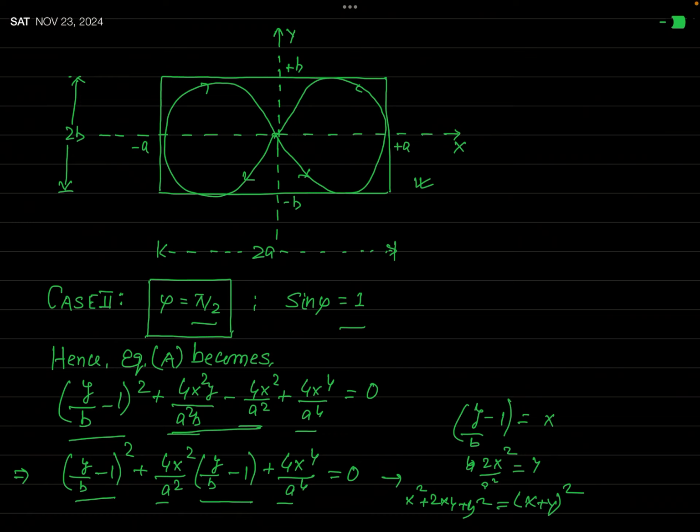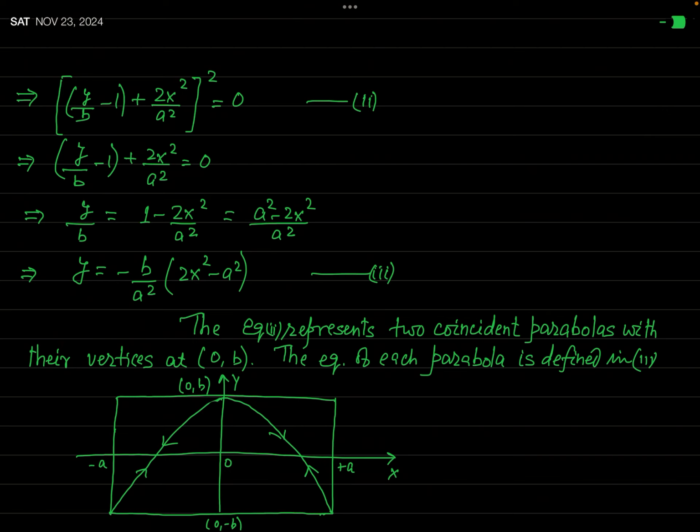So taking y minus b minus 1 as x and 2x square over a square as y, we can write it as x plus y whole square. So this expression is written as the whole square of y over b minus 1 plus 2x square over a square, and that is equal to 0.